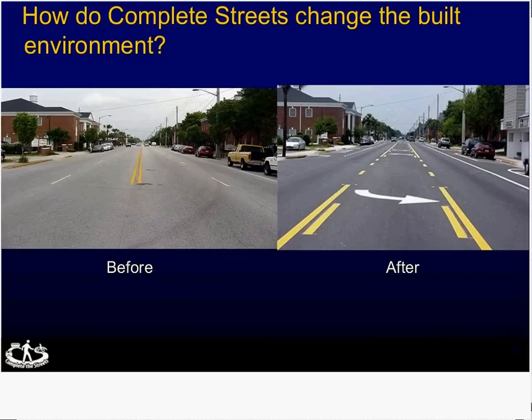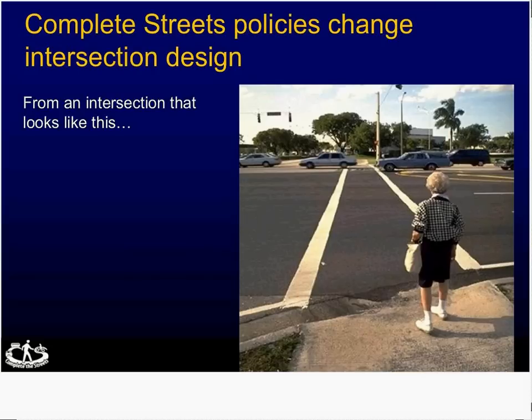So how do complete streets change the built environment? Well, this is an image showing a before and after of a street that was put on a road diet. You'll notice the before shows a 4-lane road with no bicycle lanes. The after shows a 3-lane road with a two-way left turn lane and bicycle lanes. So that's an example of a change to the built environment that was accomplished through complete streets.